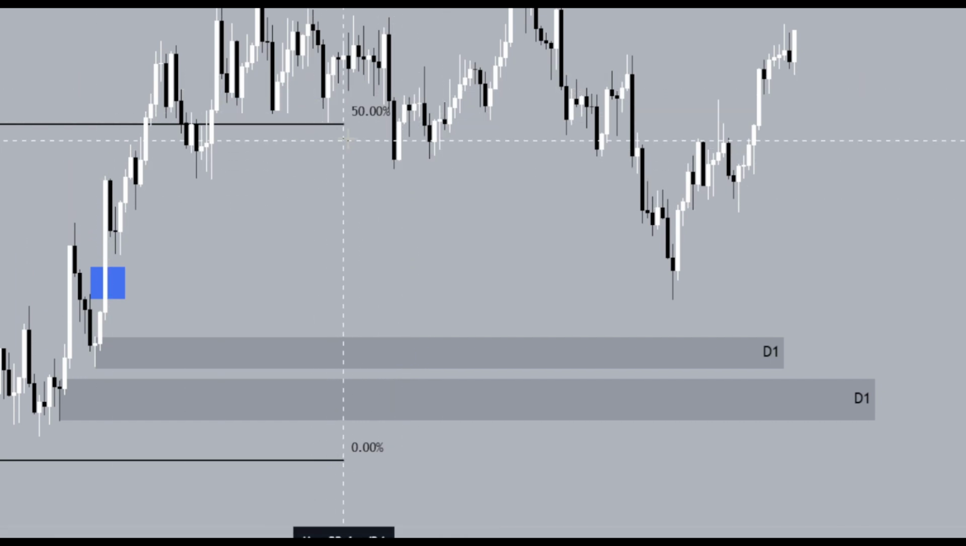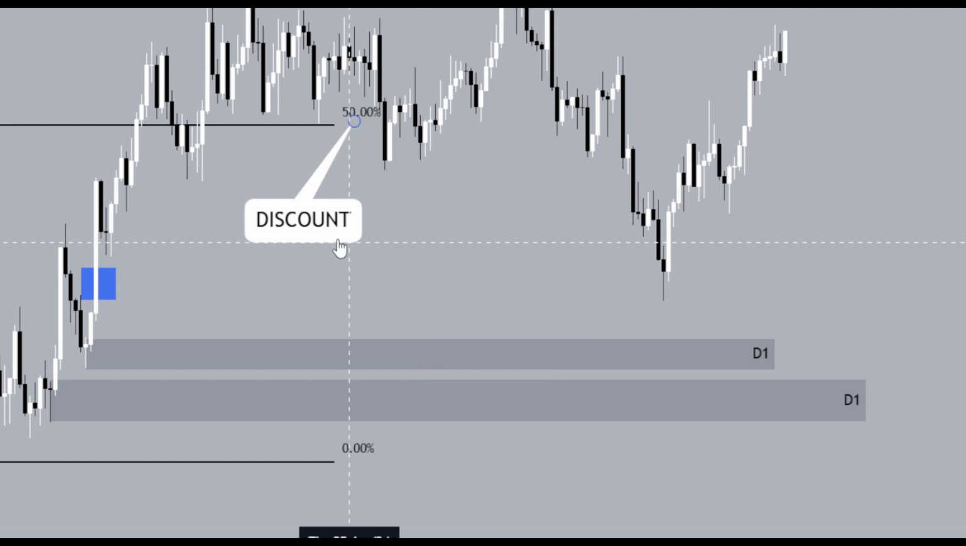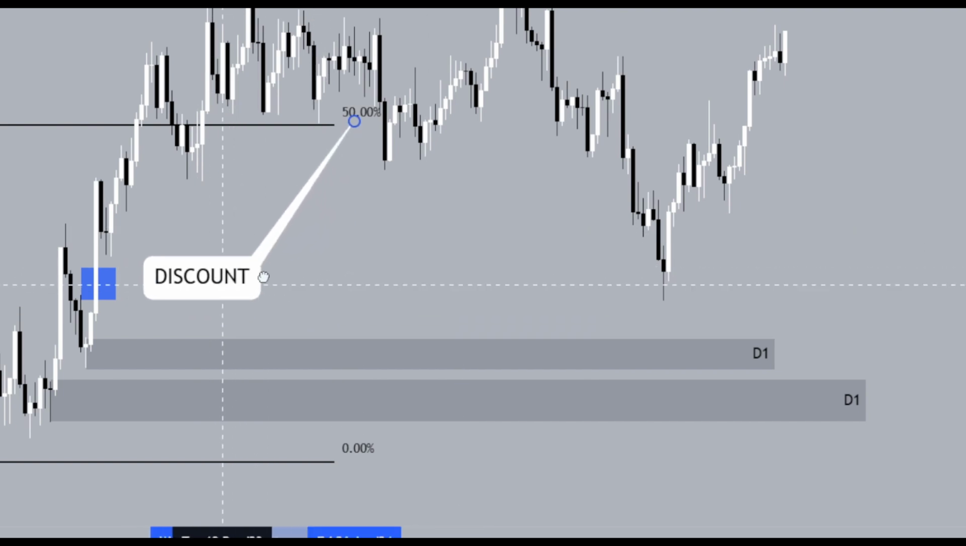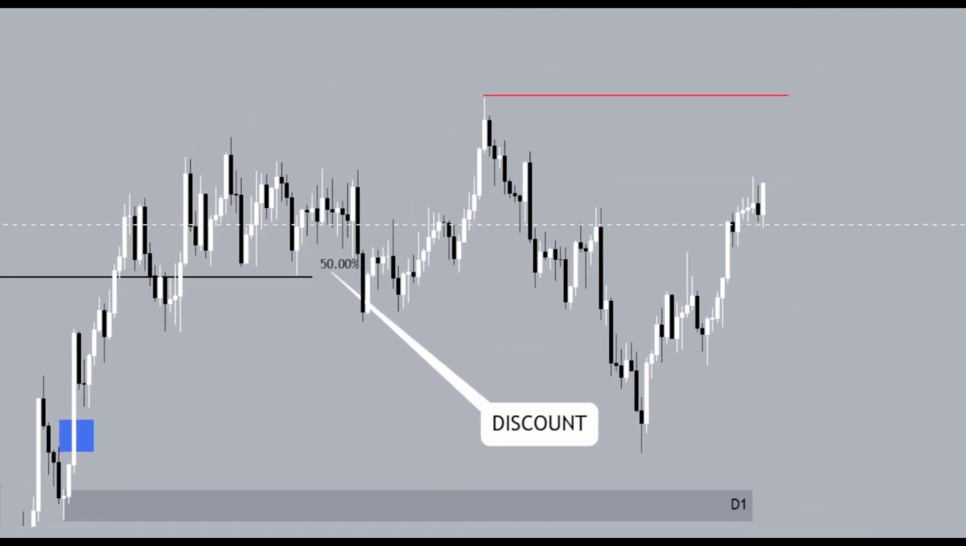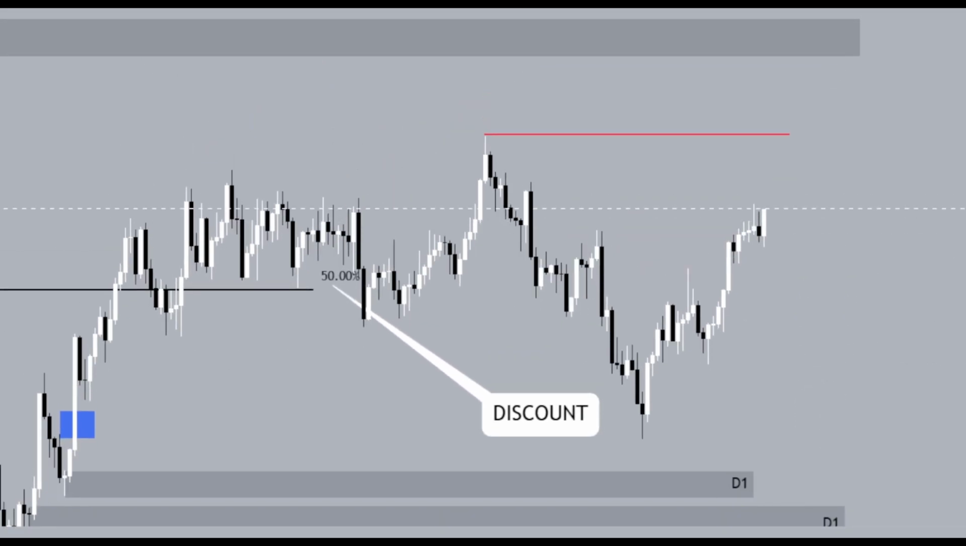So let's quickly label that for people. This is the EQ. So anything below the EQ becomes a discount. And the way the discounts work is we have a fair value gap over here and we're in a discount. So we've just reacted off a discount. And from here, you now want to ask yourself, as an ICT trader or as a trader as a whole, regardless of what you trade, right?